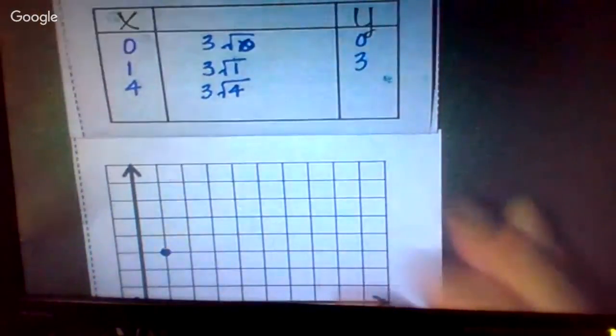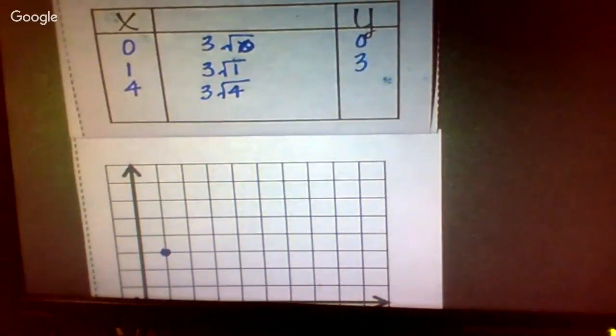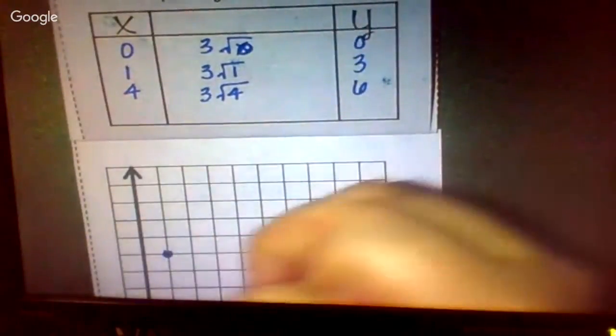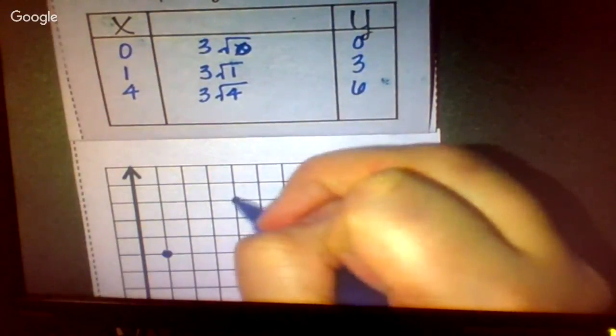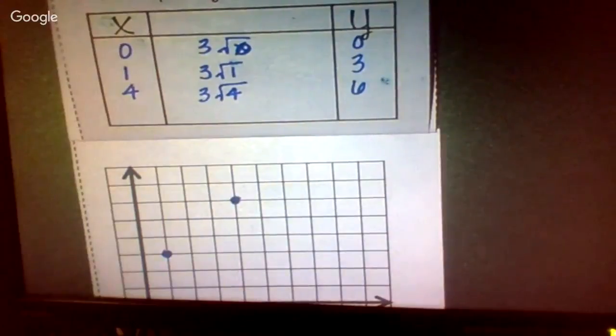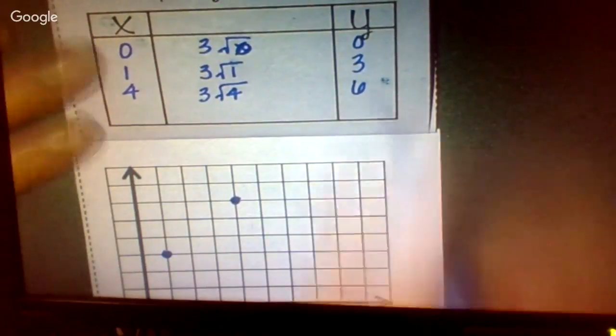The next number we plugged in was a 4. So what's 3 times the square root of 4? What's the square root of 4? 2, and 2 times 3 is 6. So we've got a point at 4, 6. Okay. We can still do the next one. We're just not going to have room on the graph to draw it.